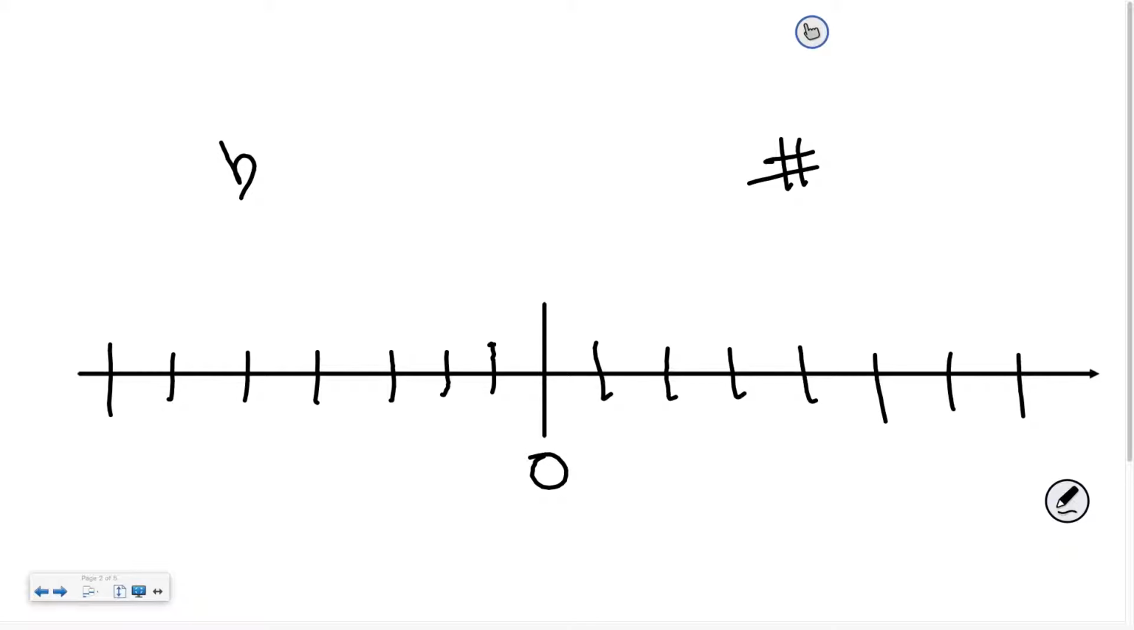And then down here, think of these as positive integers. I hope you don't hate math too much. Think of the sharps as positive integers, and think of the flats as negative integers.